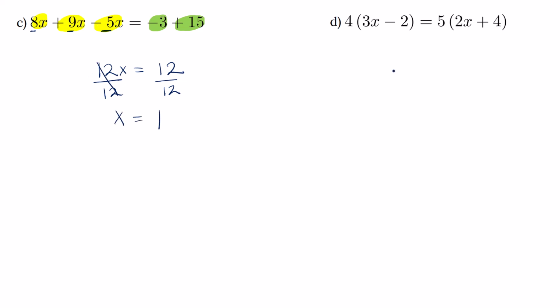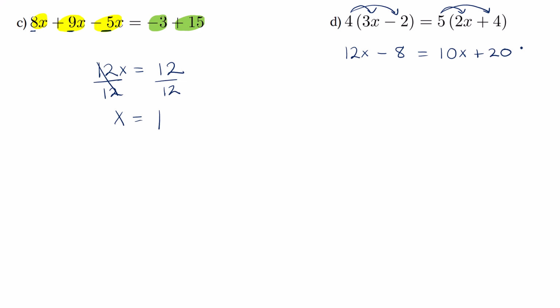For part D, we have brackets actually on both sides of the equation. So the first step will be to get rid of the brackets by multiplying the numbers out front of them. So 4 multiplied by 3x is 12x. 4 multiplied by -2 is -8. And on the right side, this 5 is going to be multiplied by the 2x to get 10x, multiplied by the 4 to get plus 20.